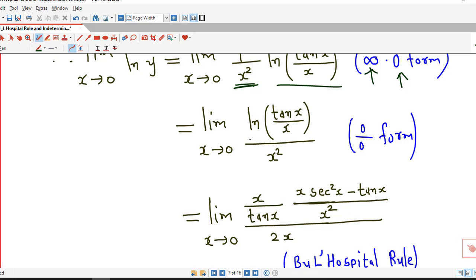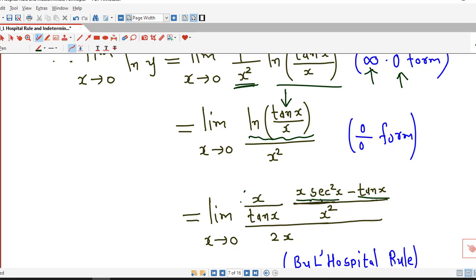So first we consider the derivative of this. The derivative is 1 over tan x by x, which we have written as x over tan x, into the derivative of tan x by x. So x as it is, derivative of tan x is sec square x, minus tan x as it is, derivative of x is 1, divided by square of x, which is written here.